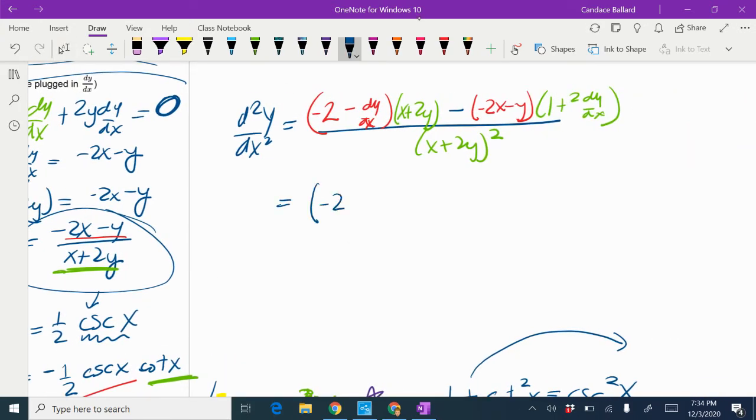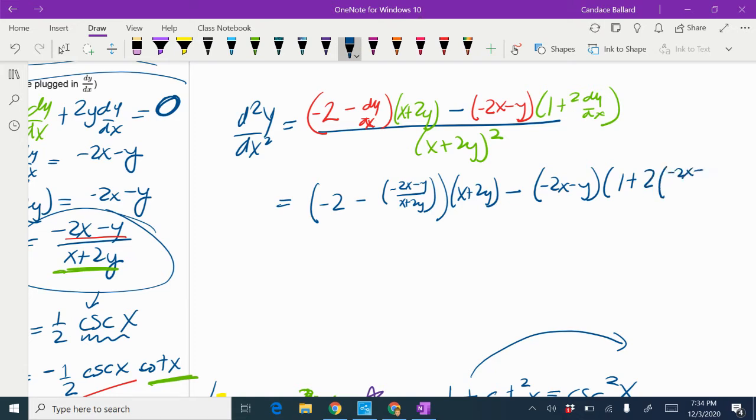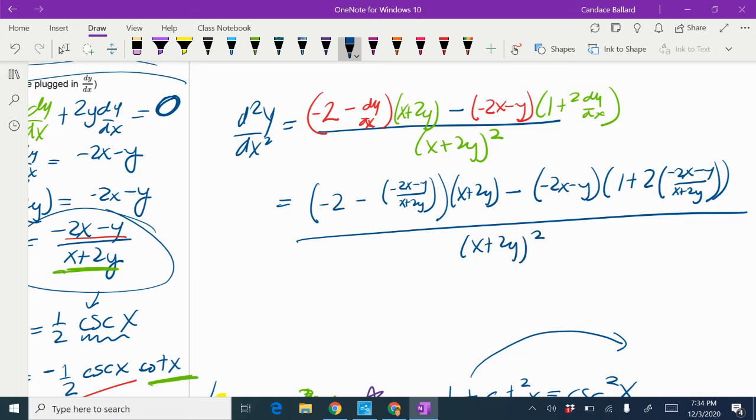So this equals -2 minus (-2x minus y over x plus 2y) times (x plus 2y) minus (-2x minus y) times (1 plus 2 times (-2x minus y over x plus 2y)), all over (x plus 2y) squared. Please do not simplify it.